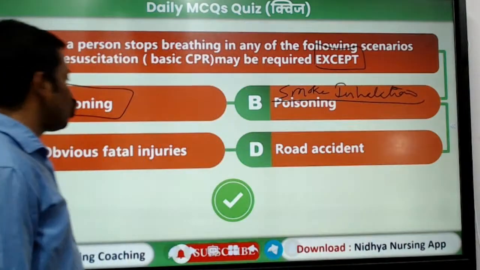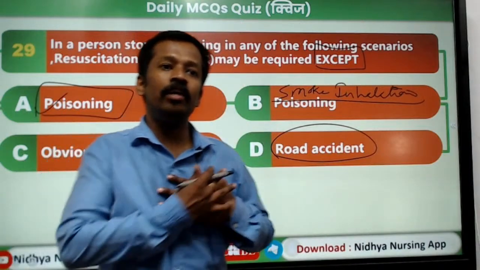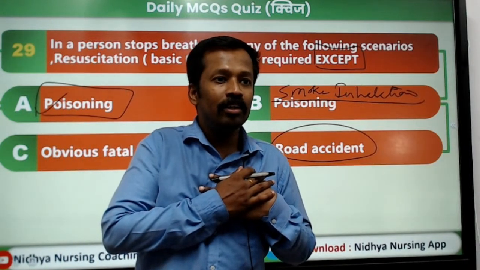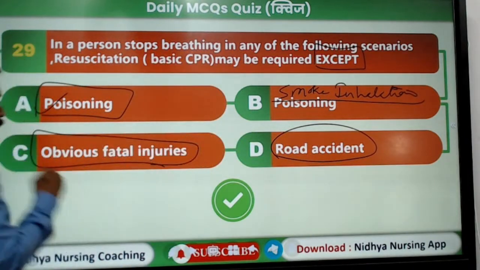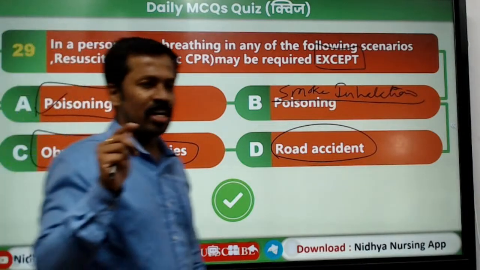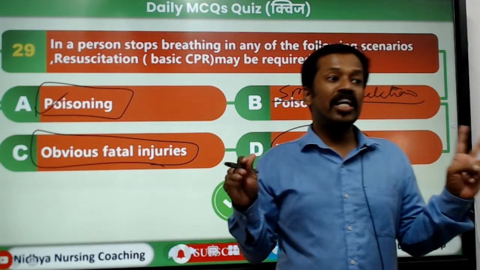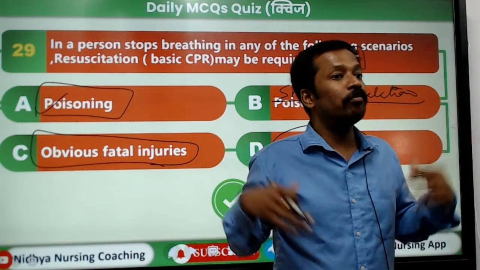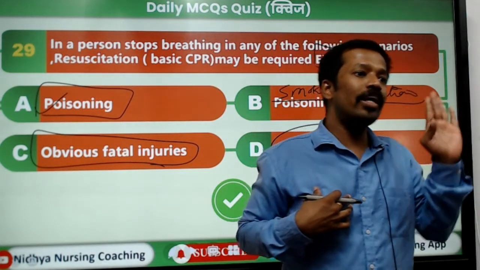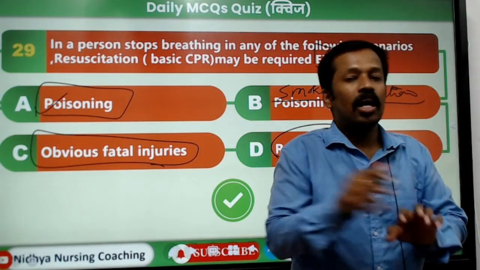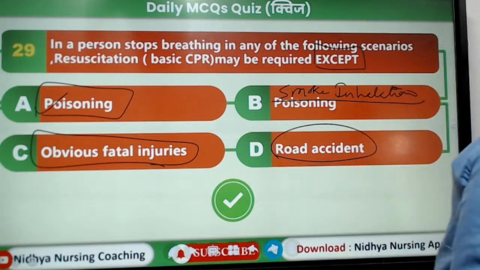And coming to road accident, if the person met with cardiac arrest, can we give? Yes, we can give. And obvious fatal injuries. In obvious fatal injuries, two concepts are there. If the mother is in danger and the baby has already died, only in that situation can we give chest compression. Otherwise, no. Got it? So what is the right answer?